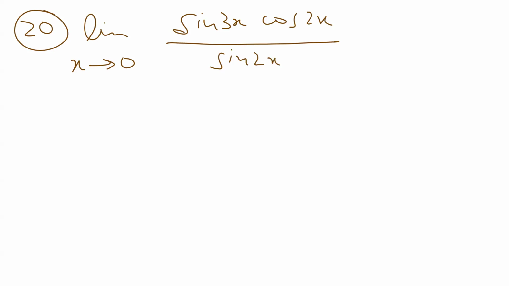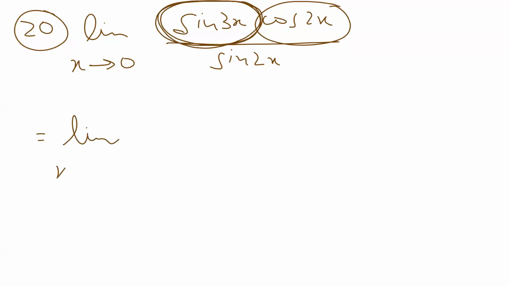Limit x approaching 0, sin 3x cos 2x upon sin 2x. Okay. Now cos is really not a problem for us because cos 2 into 0 will be cos 0, and cos 0 is 1. Can someone guide me what to do with this sin 3x? Anyone? What to do with this sin 3x? 3 sin x minus 4 sin cube x.